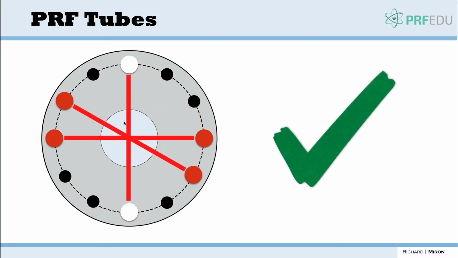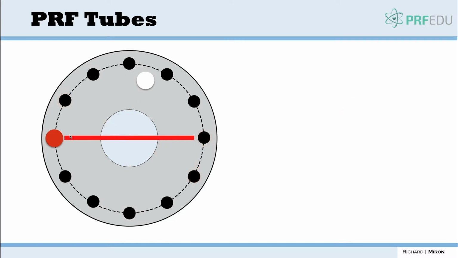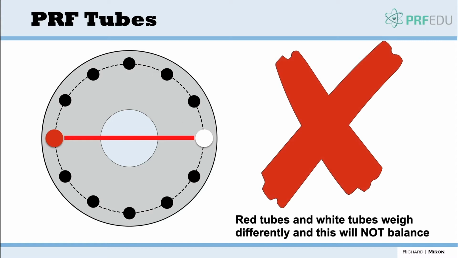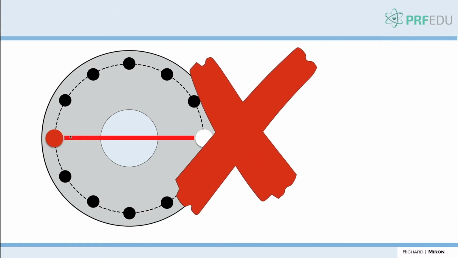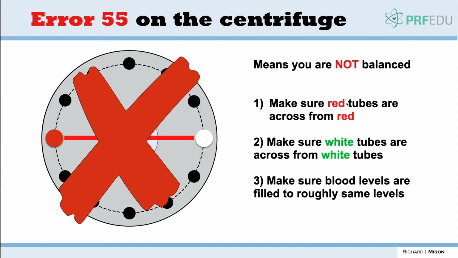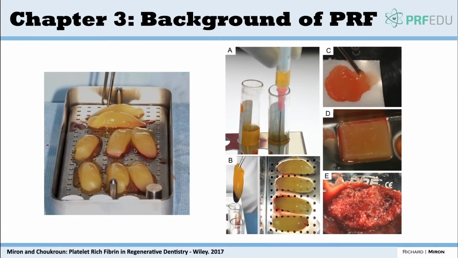Okay, of course, with the white tubes, you always have to make sure white tubes are balanced with white tubes, red tubes are balanced with red tubes. Sometimes the red tubes are made out of glass and they are heavier than white tubes. And if you try and balance a red tube with a white tube, this will not work. Okay, so that's an important little point here. Make sure the red tubes are balanced with the red ones, white ones are balanced with the white ones, and ideally, like I said, blood levels should be filled roughly to the same levels. Okay, I just wanted to cover that very, very quickly.